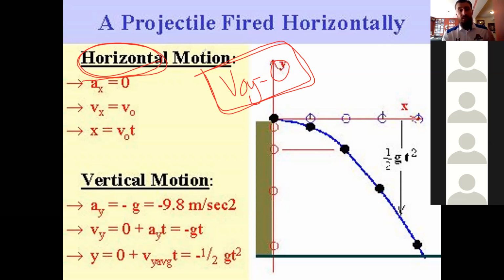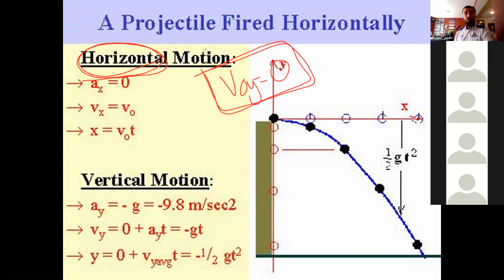Okay, now let me ask you this. Let's say I throw something out directly horizontal at 5 meters per second. It's leaving my hand at 5 meters per second. What is my initial velocity in the x direction, VOX? Charlotte, were you going to say something? I said five. Five, very good, it's five.